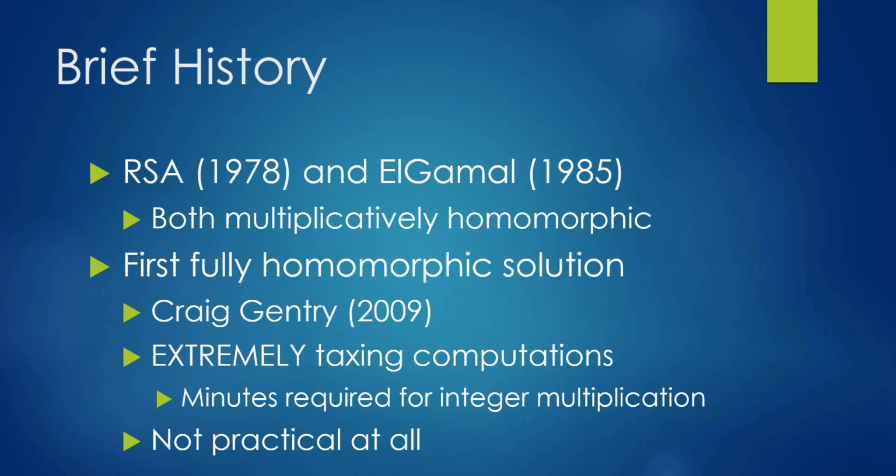The first fully homomorphic solution is due to Craig Gentry in 2009, and this was published as part of his dissertation. It's filled with extremely taxing computations, so taxing that it can take minutes for just two 8-bit integers to be multiplied, and hours for a division between the same integers. Clearly, if we want to employ this commercially or for any company, this is not at all practical. We need to have a better system in play here.